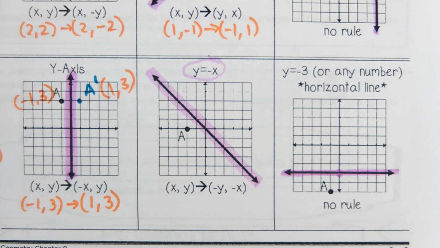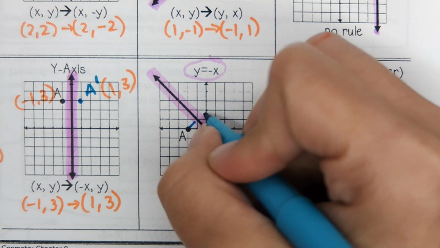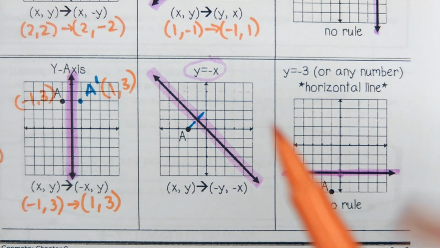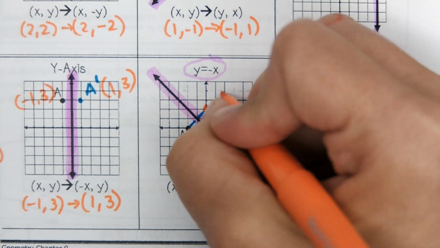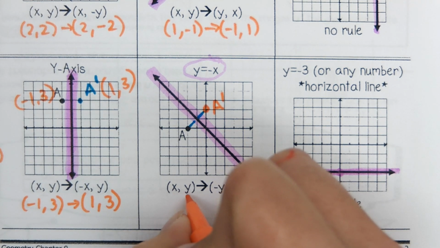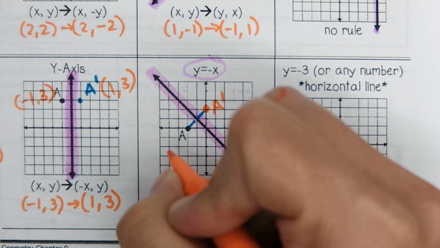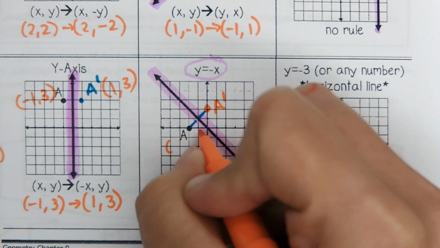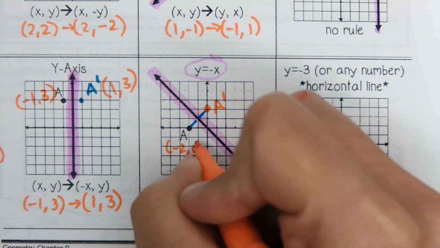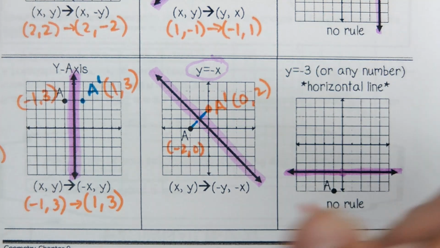Okay, and then reflecting this point over, it is 1 diagonal away from the line, so we put it 1 diagonal away on the other side. We get A prime right here. And for the coordinate rule, (x, y) becomes (-y, -x). Let's see how that looks here. So we got -2, 0, and A prime is at 0, 2.